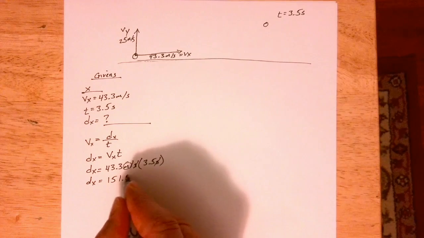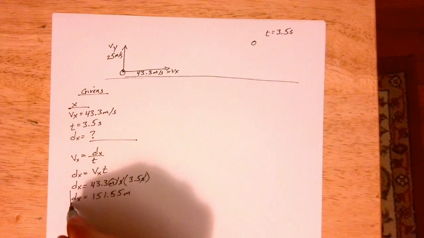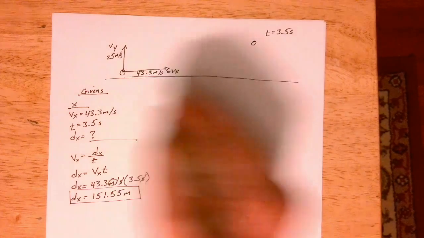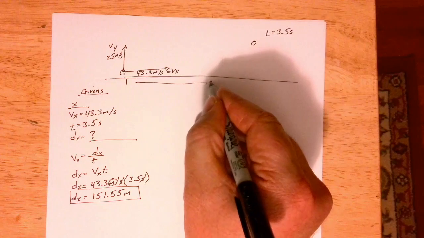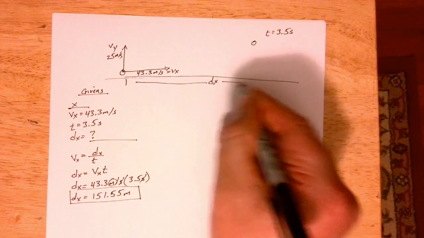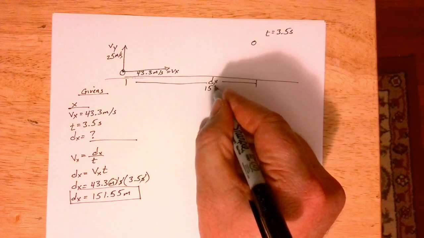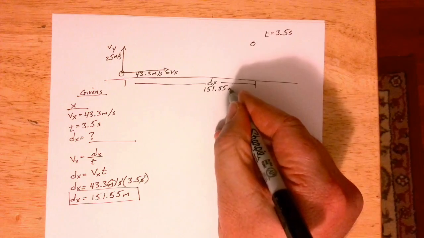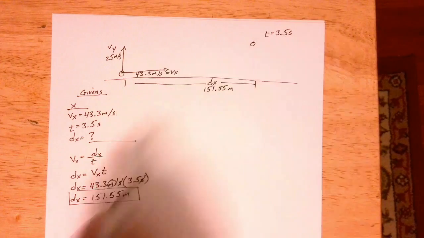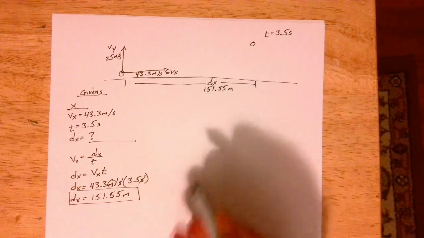I hope I did that correctly. So we have this value here. That tells us the range, the distance in the x direction at this point in time, is 151.55 meters away from where it was first thrown. All right, so this is the information in the x direction.